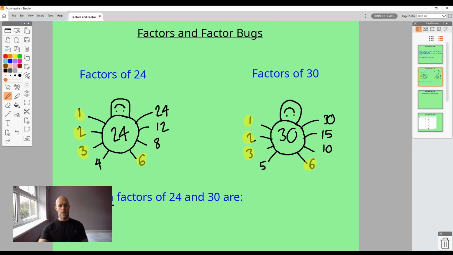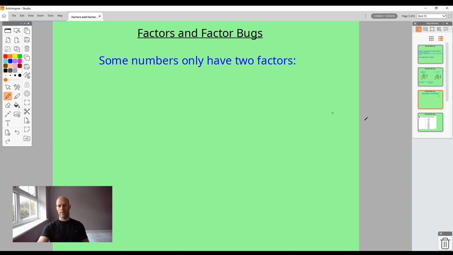So a question will typically ask you, what are the common factors of these 2 numbers? 1 is always going to be in that list because every number has a factor of 1. So 1, 2, 3, 6. That would be your answer for those. Hopefully, that's making a bit of sense.